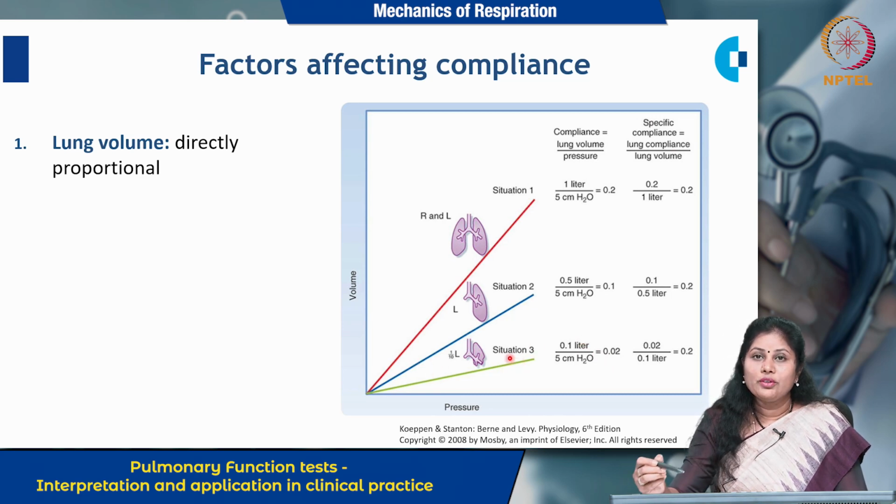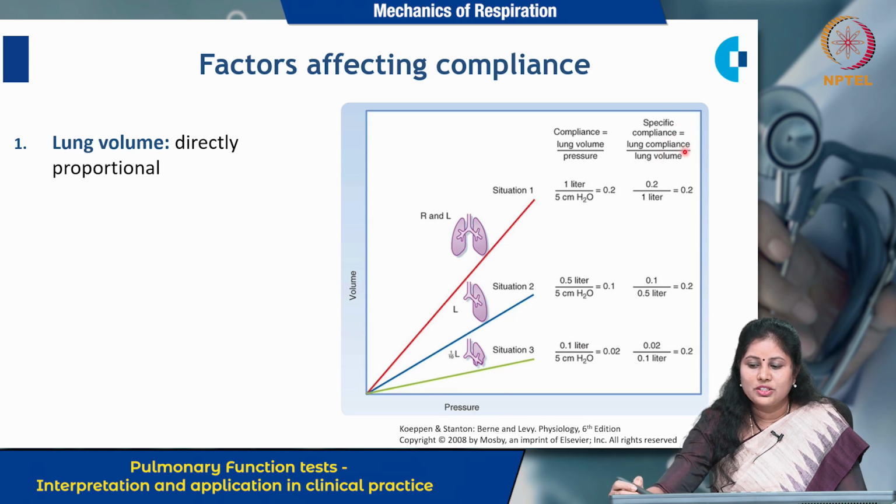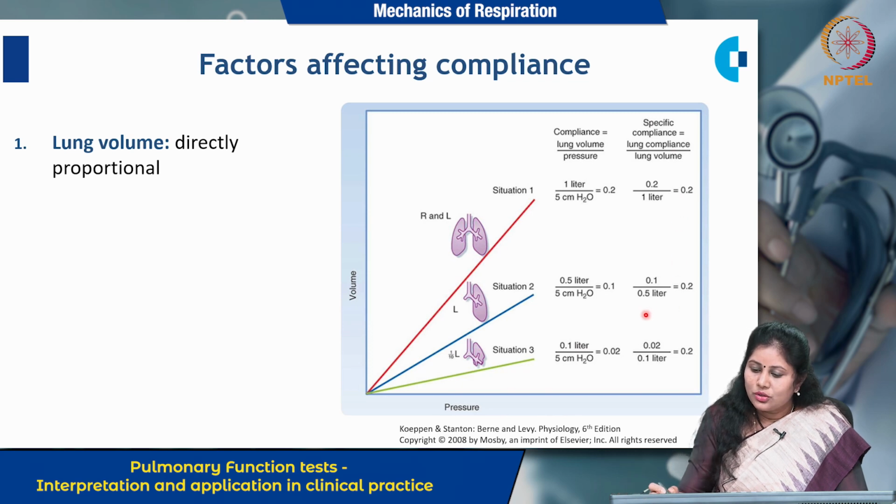But if you look at the specific compliance, which is calculated specific to the given lung volume, then it is almost the same. For example, in situation 1, it is the lung compliance of 0.2 divided by 1 liter, which gives 0.2. In situations 2 and 3 also, the specific compliance becomes 0.2. So, this is more stable.